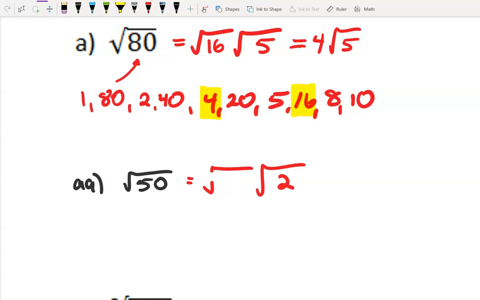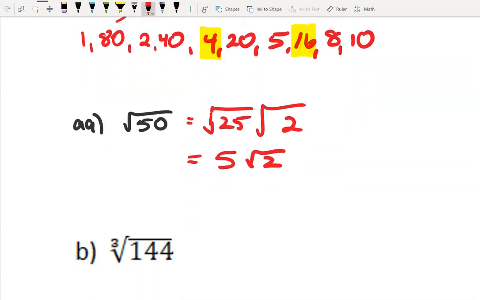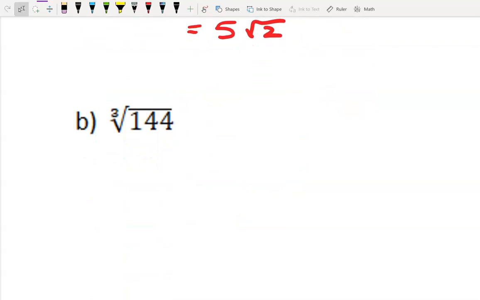Would it be okay instead of 25 and 2 to write 10 and 5? Well, no, because 10 is not a perfect square and neither is 5. One of my numbers has to be a perfect square. So that's why I'm choosing 25 and 2. And what is the root of 25? It's 5, so the answer is 5 times root 2. Okay, let's do the next one.